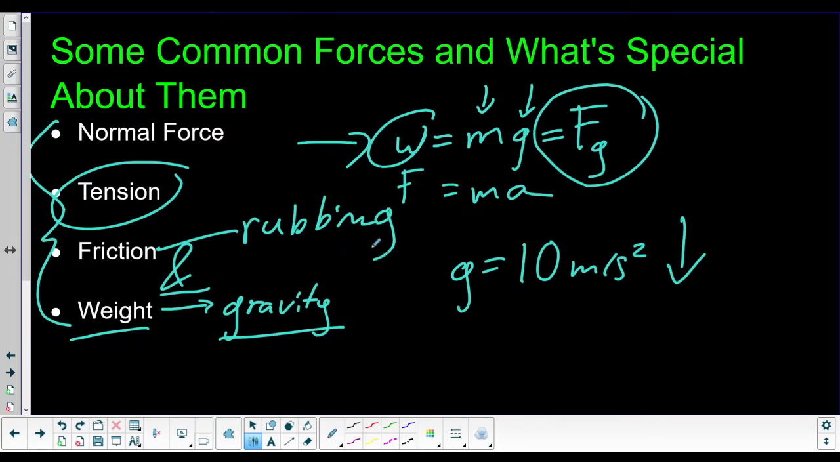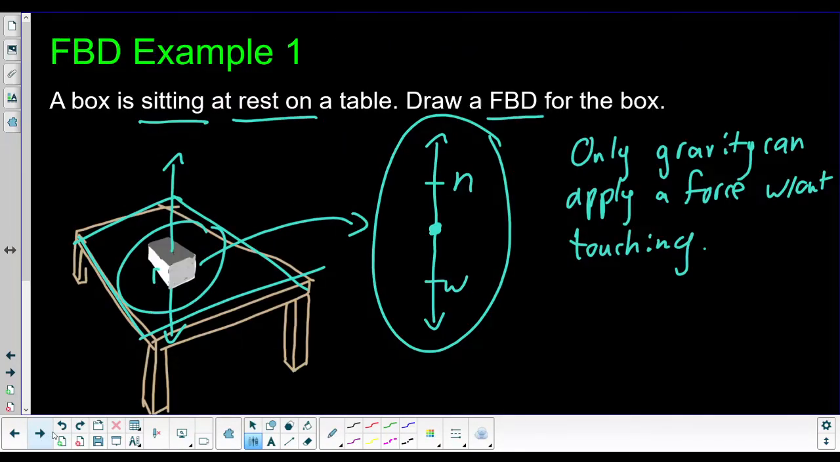It takes two to tango. You can't have friction without a second thing to friction on. The only thing that can apply a force without touching something is gravity. Mr. Barton, what about magnets? Okay, that's one of those exceptions, but we're not going to talk about that because magnets are weird and probably a little harder than you're ready for.